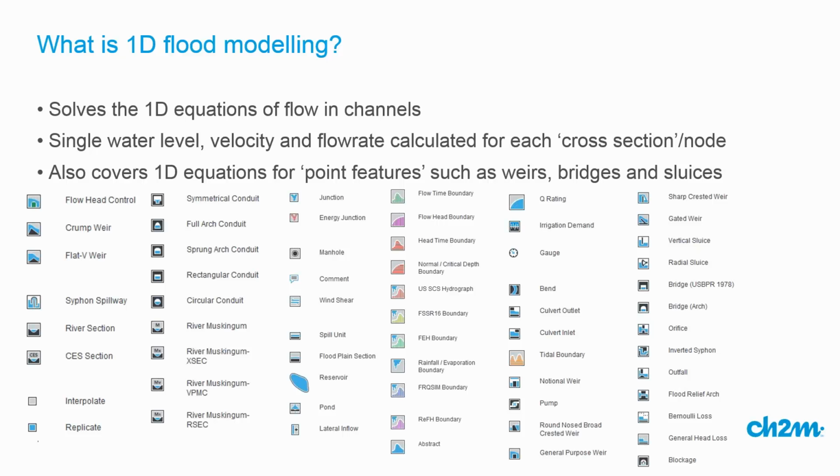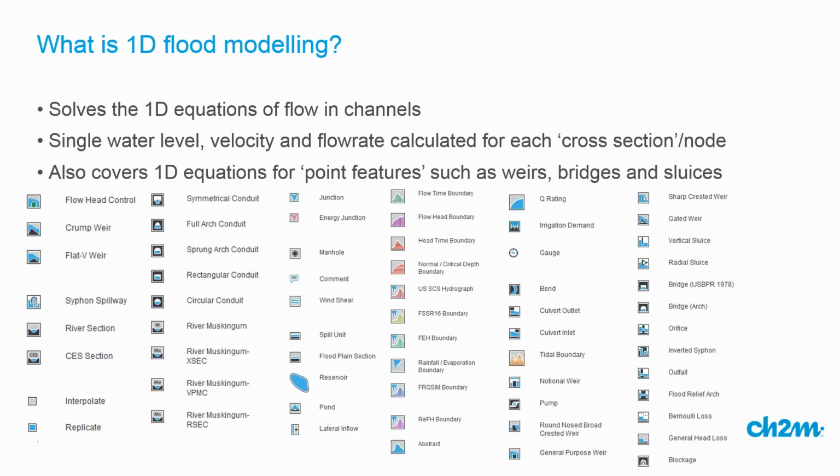When you solve these equations, you calculate a single water level at a set of points through your river system, at probably each cross-section or node. And again, at these calculation points, there's a single velocity and a single flow rate. They can vary with time, but there's only one value at that particular location.